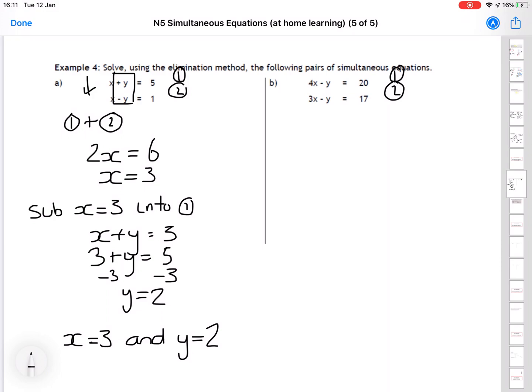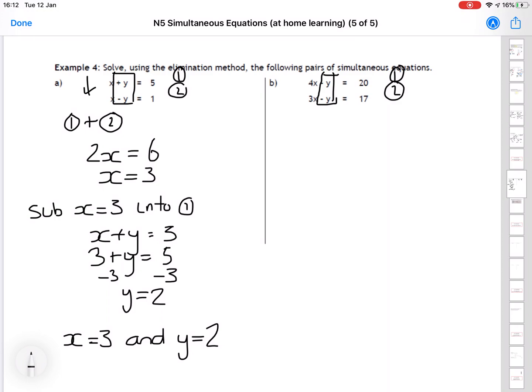Now, I had said that your letters have to have the same coefficient. So in this case, we cannot eliminate the x's because we've got a 4x and a 3x. So there's no way of combining those together to get a 0. The y's, we have a single y in each case, so it's going to be the y's that we eliminate. So if we draw a wee box around that. So we've got minus y and minus y.